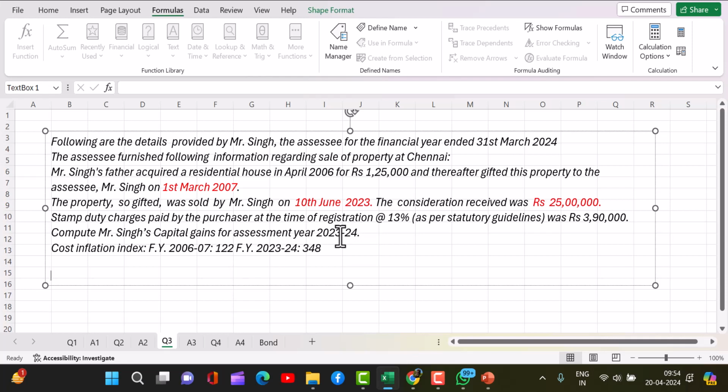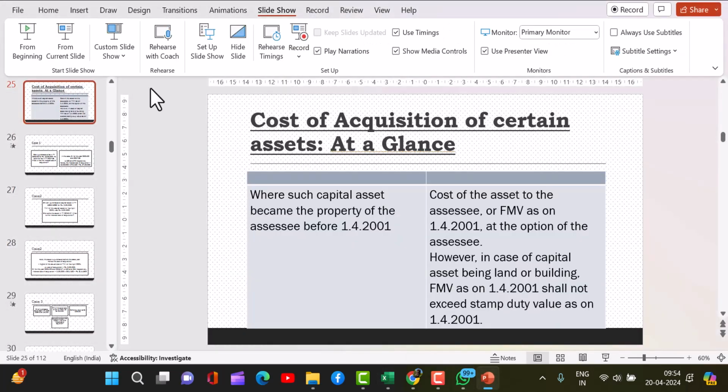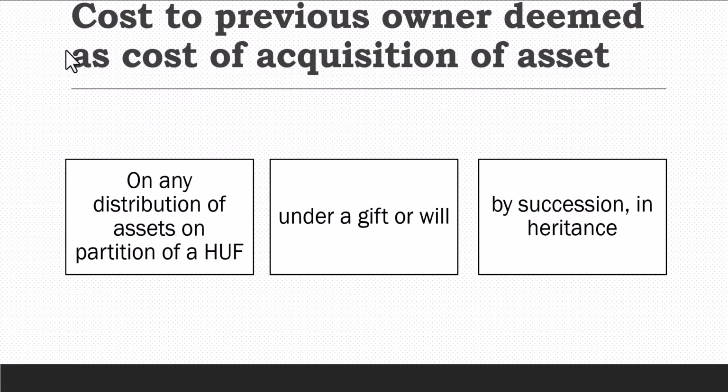Cost inflation index for financial year 2006-07 is 122. Financial year 2023-24 is 348. Okay, fine. So now there is a case of stamp duty here. First of all, I think we should read something more about it before we solve this question.